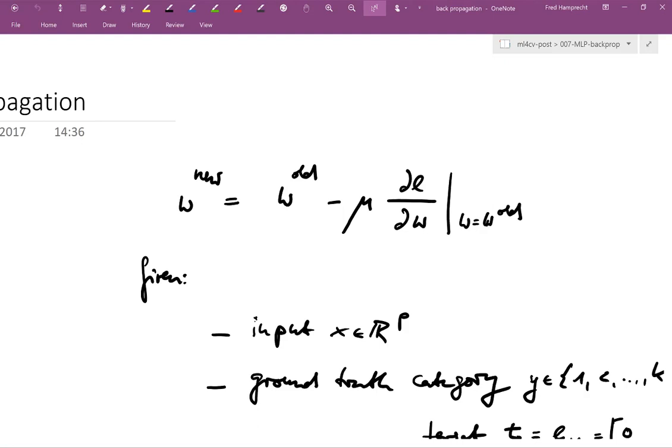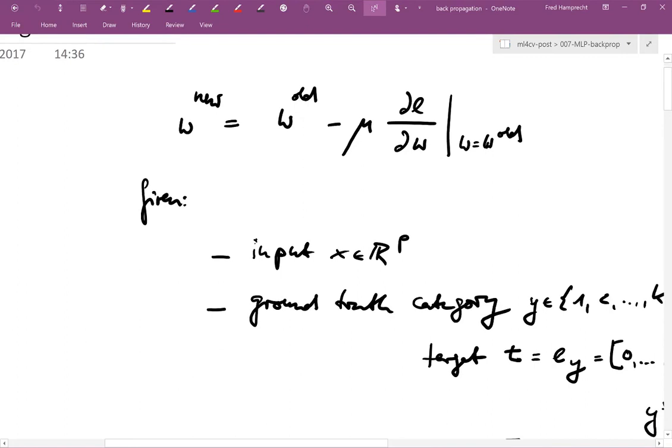So I compute the gradient of my loss L with respect to some parameter W evaluated at the position of the old parameters. I'm multiplying this with some magic step size mu. And so I do gradient descent to get my new parameters. Now, there's much more to say about the magic step size and how to adjust this over time and so on. If we want to use all samples or only a few samples to evaluate the loss. But for now, let's just look at this the naive way.